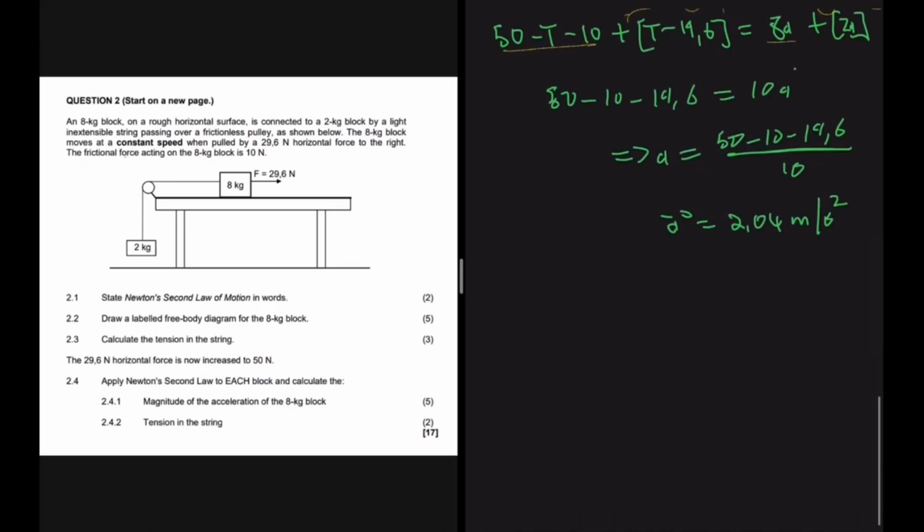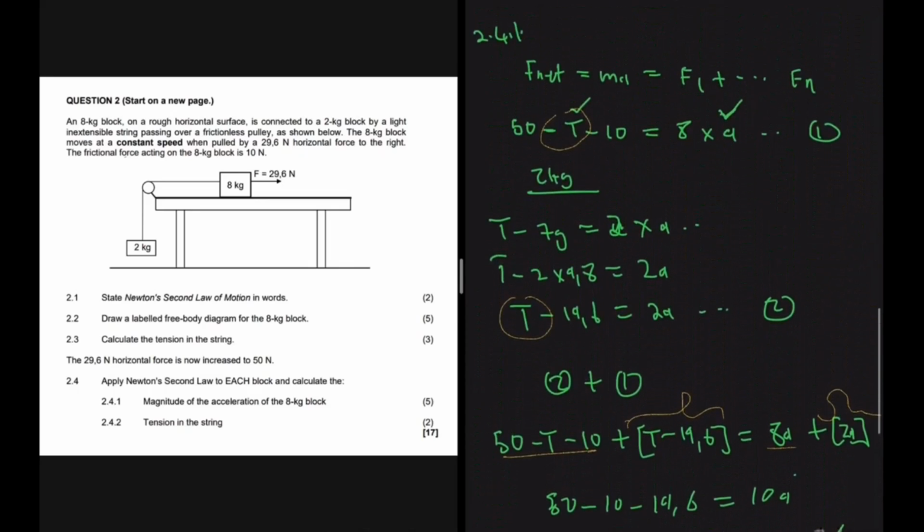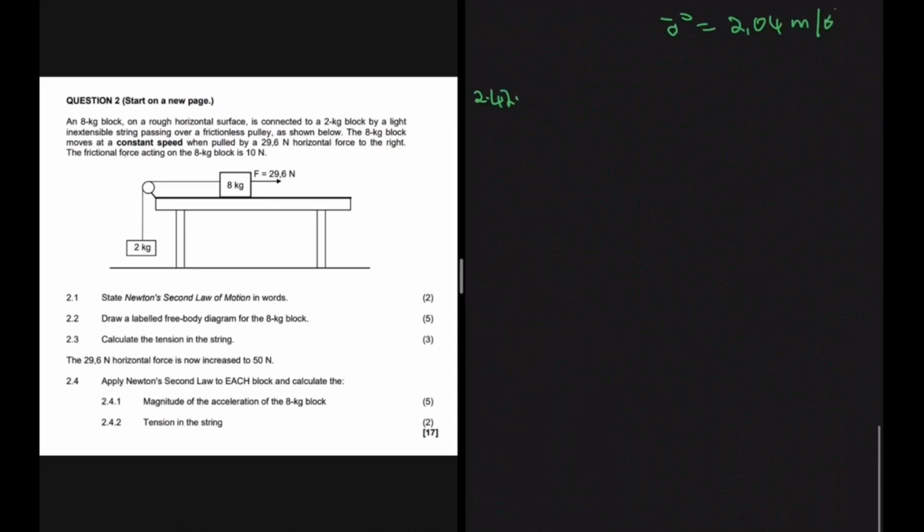Let's carry on. Last but not least, 2.4.2 says calculate the tension in the string. We have this equation 1 here, and then we have this equation 2 here, and then we're supposed to find acceleration. So we can just sub in the t we found in 2.4.1 into any of these equations. The second equation looks a bit simple. It's easy on the eye. It doesn't look as complicated as the first one. So let's sub t into the second equation.